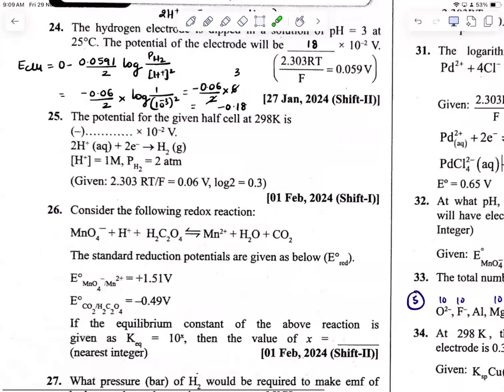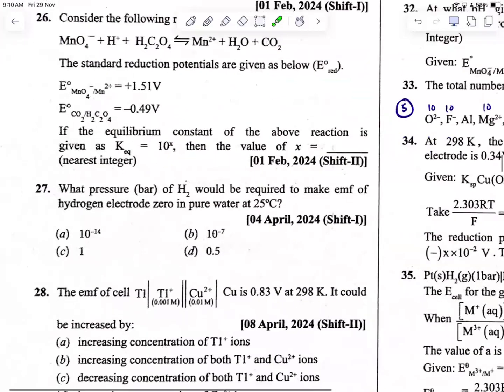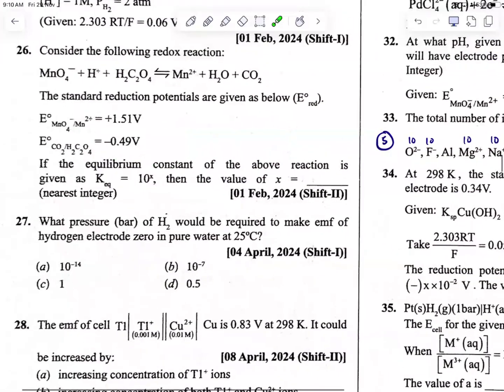The potential for the given half cell is this much, right? I think this is the same thing. Sorry. Oh, now this time the pressure has changed. But same question, exactly the same question in a different shift, but the pressure has been changed. That's it. Earlier we assumed it to be 1 atm pressure. Now this is 2 atm pressure. That's it, nothing else. Everything else is the same.